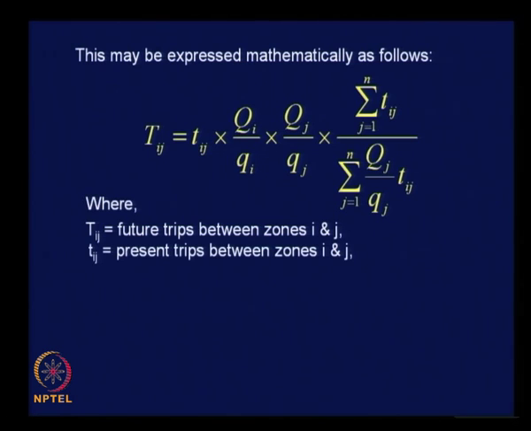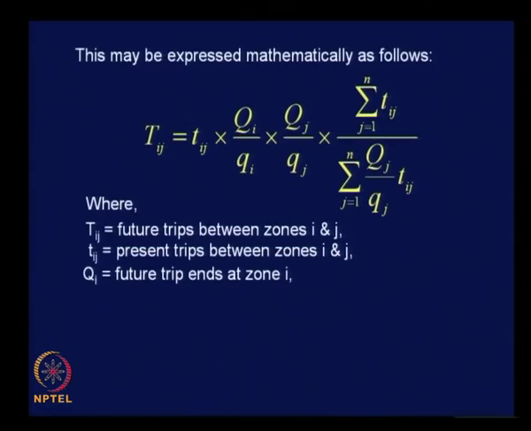want to know, and Tij or small tij is the present trips between zones i and j, which is known to us. This information is available to us. Qi is the future trip ends at zone i. Should we have this information with us before distribution or not? Capital Qi, we will have this information with us, because we would have completed the first two steps of the planning analysis, namely trip generation and mode split.